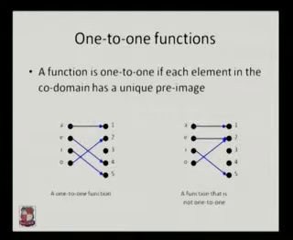This is one more example. But if we take notice, here the element 2 relates with two elements of the domain, E and O. So by definition, 2 does not have a unique pre-image in the domain. So this is not a one-to-one function, because mathematically here E is not equal to O, but f of E is equal to f of O is equal to 2. So this is not a one-to-one function.